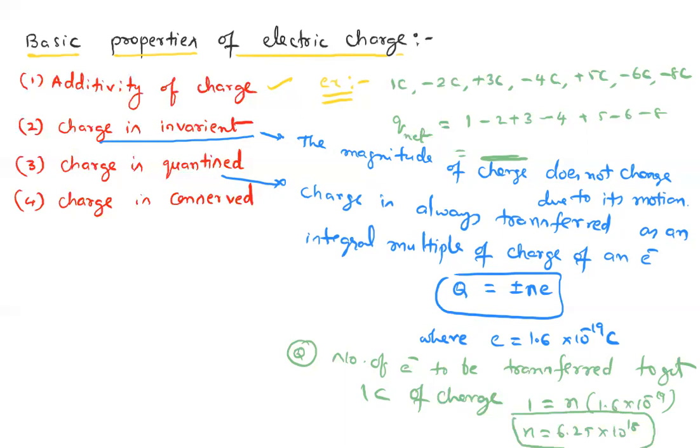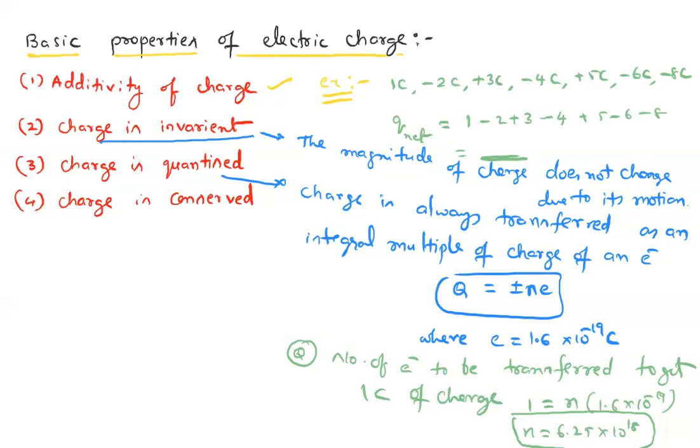It's a very, very large value. That means 1 coulomb is a very, very large unit. That's why we always consider charge in microcoulombs, nanocoulombs or millicoulombs. Charge is always transferred in integral multiples of the charge of an electron. This is called charge quantized.